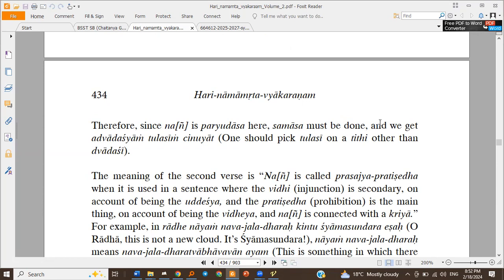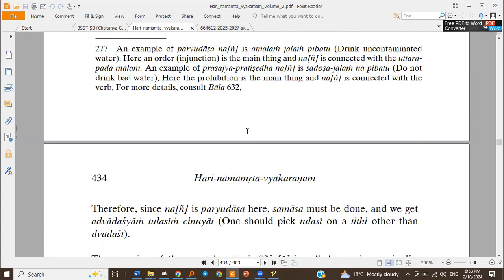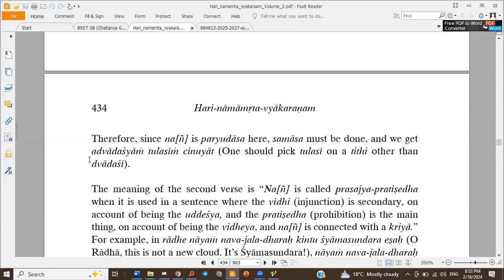See, this can also be referred to. So these two sentences could also be noted. This is an example of prasajya pratishedha, where we have na separately connected with the verb, dvadashyam tulasim na chinuyat, and the same sentence rendered in paryudasa form, advadashyam tulasim chinuyat. So these two sentences could also be referred to.